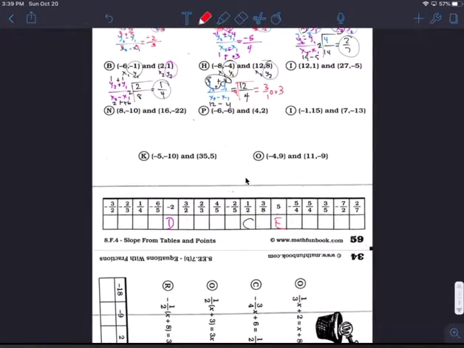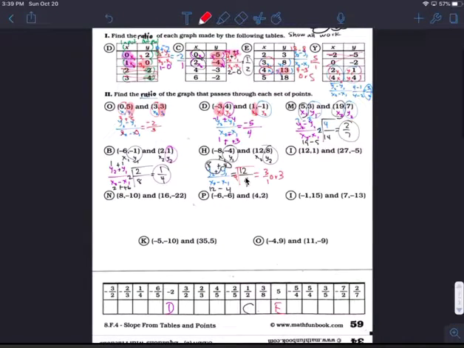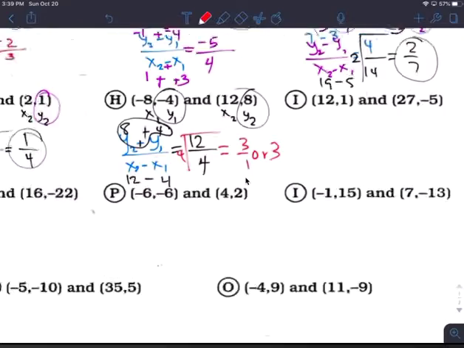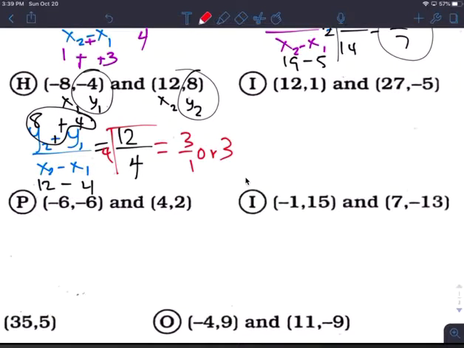Is the answer here? Uh-oh, did I do something wrong? I must have, because the answer's not there. Oh, 12 minus 4 is 8. So, 3 over 2. That's what's wrong. Gee, I'm tired.